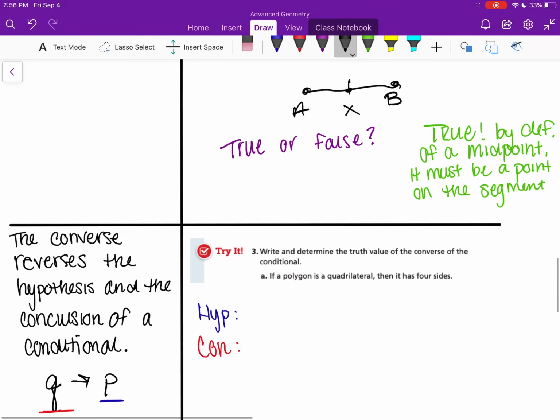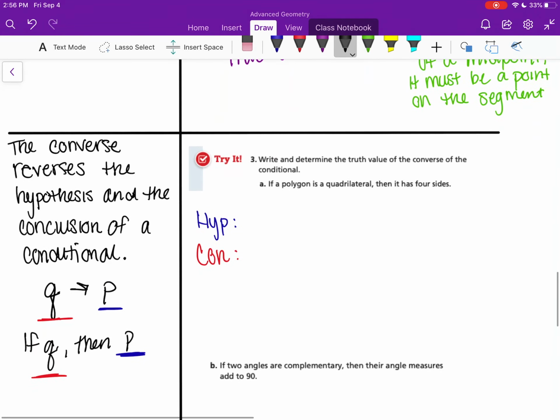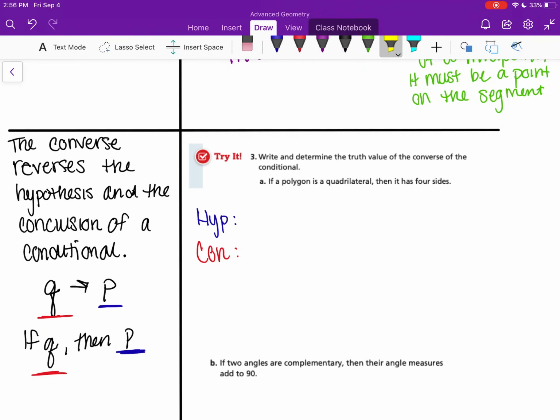Let's go on to example 3, talking about converse. The converse reverses the hypothesis and the conclusion of a conditional. It literally just flips it around. So instead of if hypothesis then conclusion, it does it the other way around. And it says if conclusion, then hypothesis. So let's do an example of that.